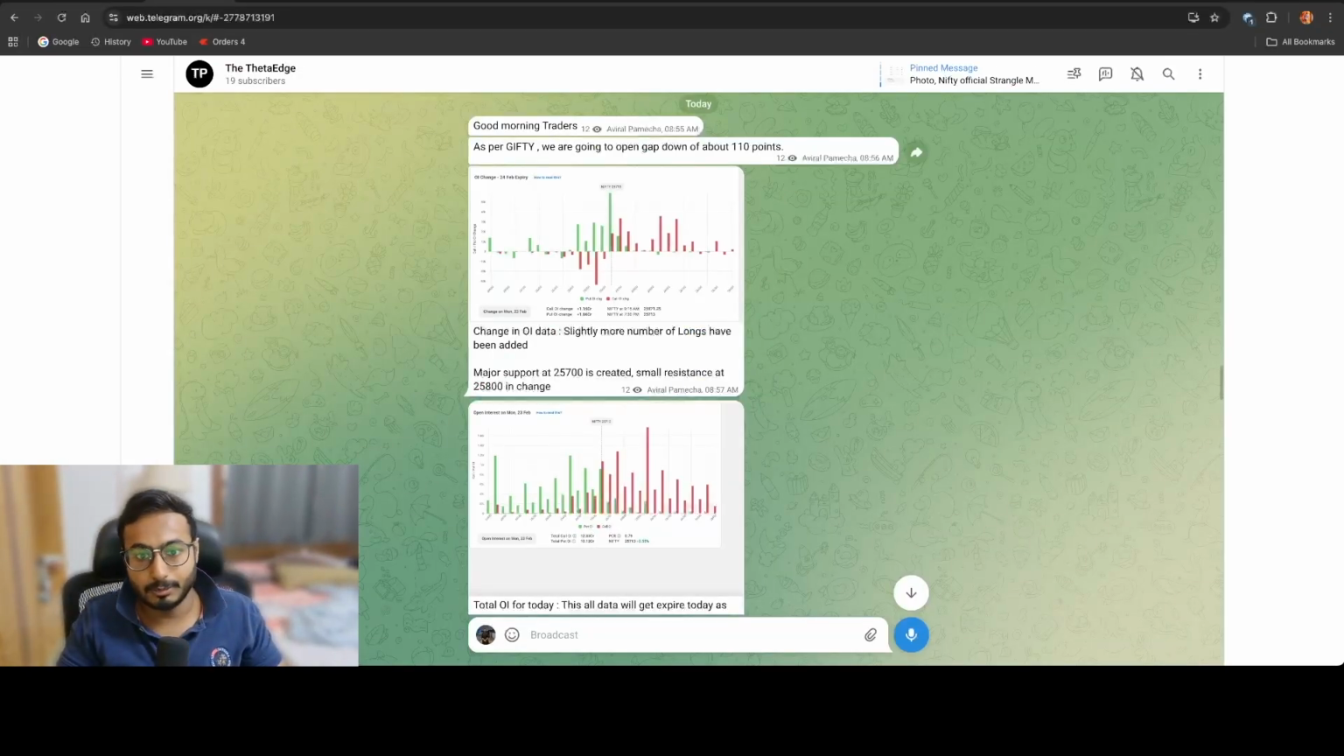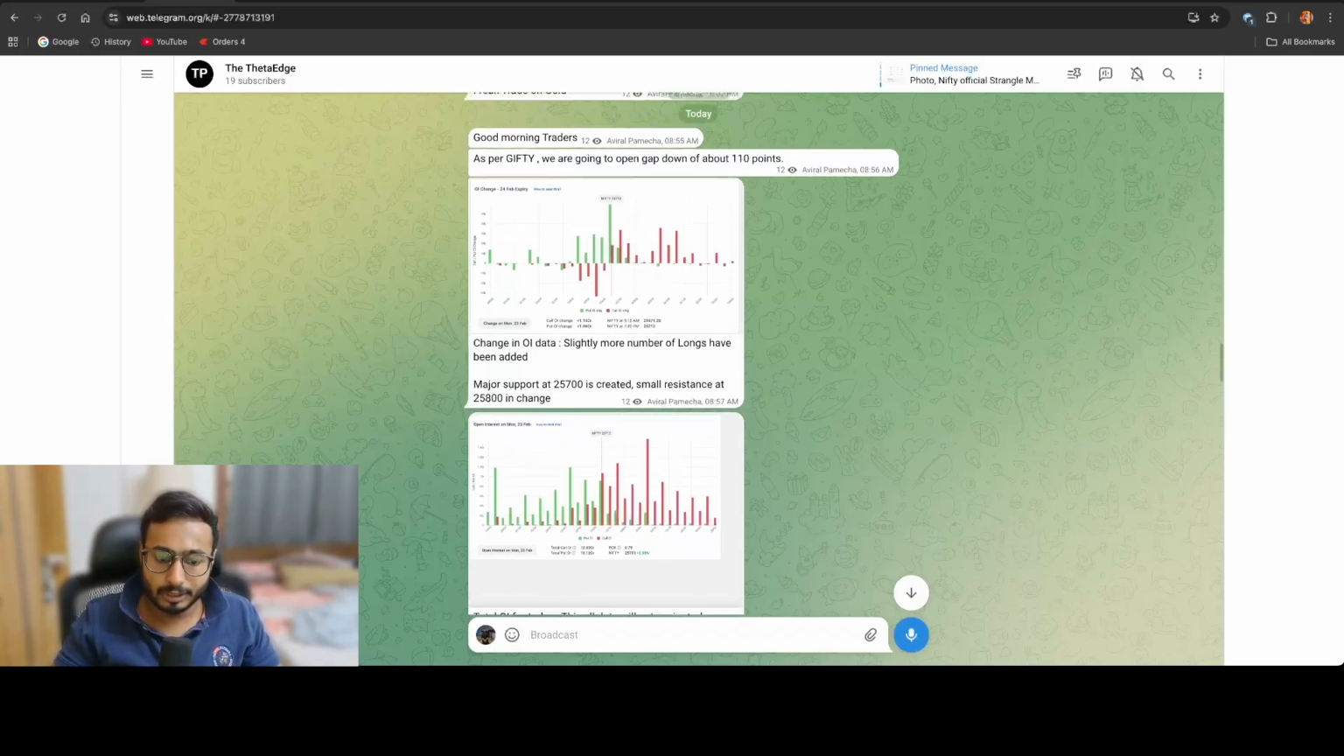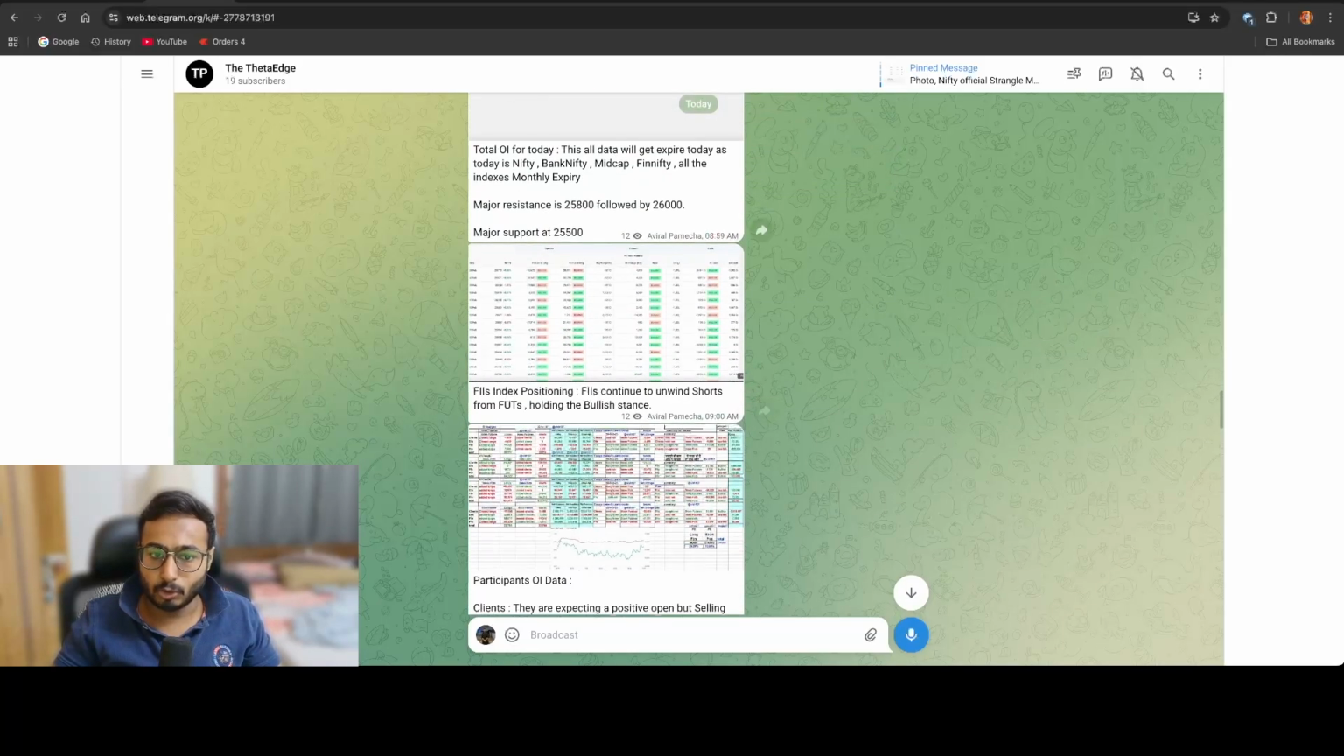So in the morning, we discussed that markets will gap down roughly around 110 points, because yesterday the US markets corrected heavily. Then we mentioned the change in OI data, slightly more number of longs. So major support is at 25,700, created small resistance at 25,800. Today's change in total OI data shows major resistance at 25,800 followed by 26,000, and major support at 25,500.